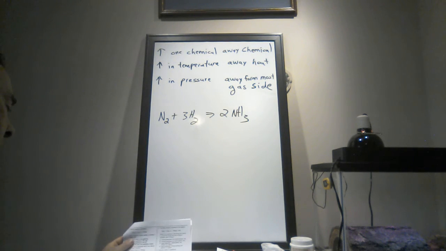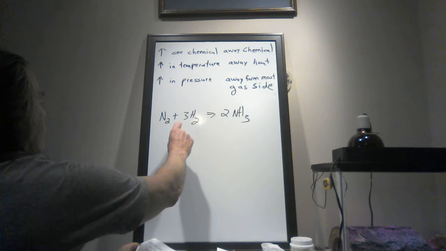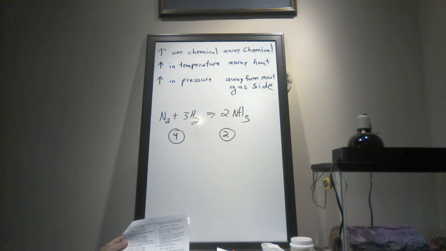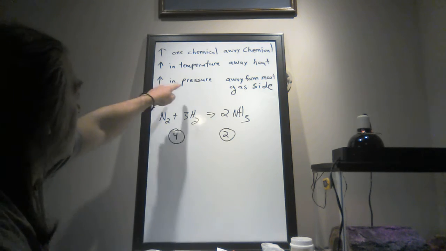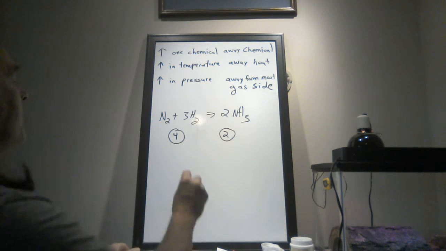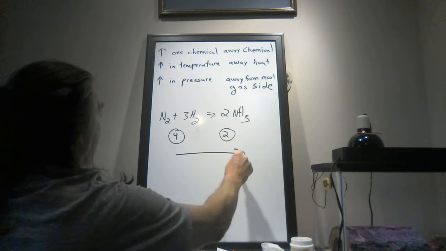Okay. So there's 4 moles of gas here, 2 moles of gas here. I'm writing the sum of moles because it talks about the pressure. If the pressure is increased, we're going to move away from the side with the most gas. So this is the most gas side. I'm going to move away from it. Again, it's going to go right.